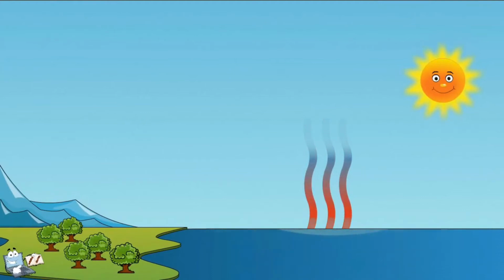The sun warms up the water on the surface of the ocean. The molecules that make up water start moving around quickly and spread apart. The liquid water then turns into an invisible gas.